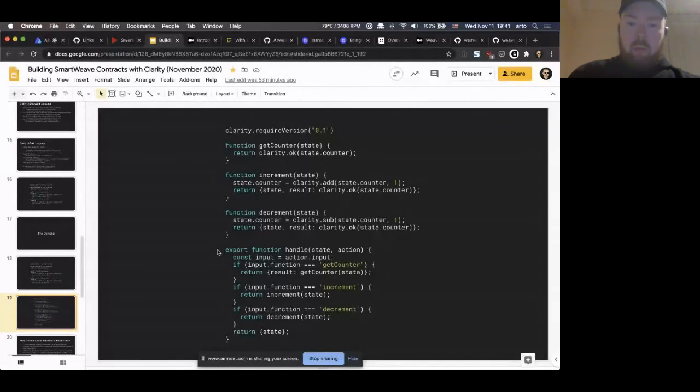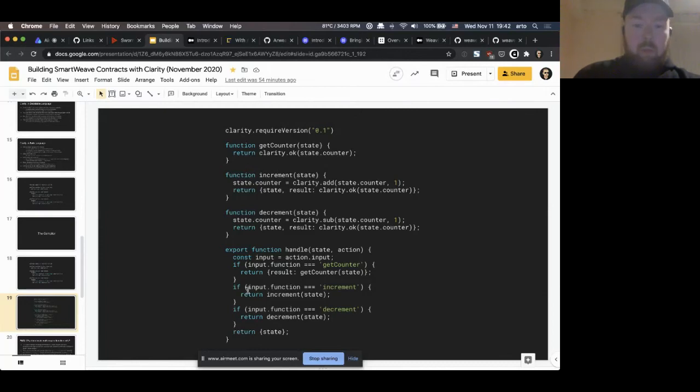Okay, so if you look here, what's happening when SmartWeave calls the handle function, passing in the current state of the contract and passing in the action to perform. Here we see a difference between the read-only function and the mutators. So in the case of the read-only function, we will call our internally defined function, and it will return the current counter value, but it has no chance to mutate the state. To mutate the state, it has to return an object that has the state key, and that's not the case for the read-only function. It really has no chance of mutating the state.